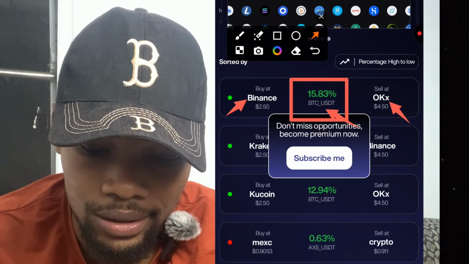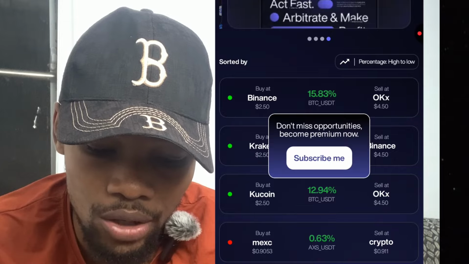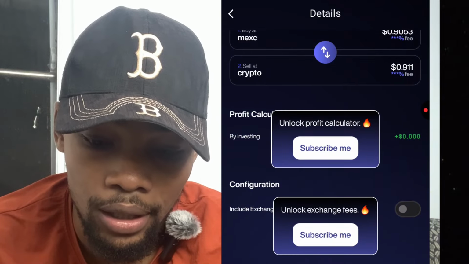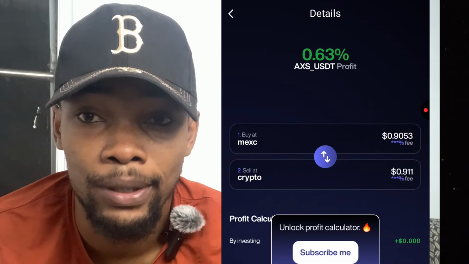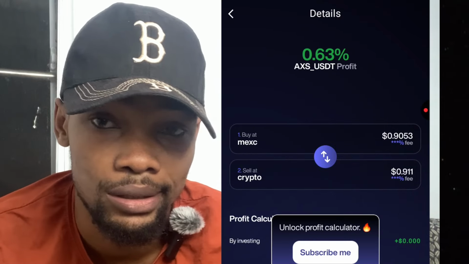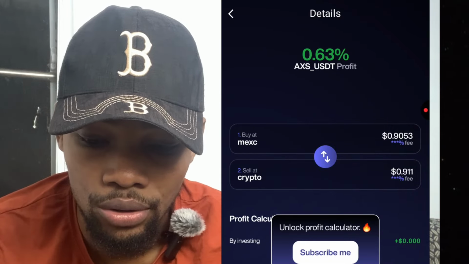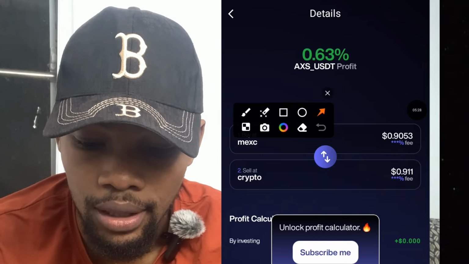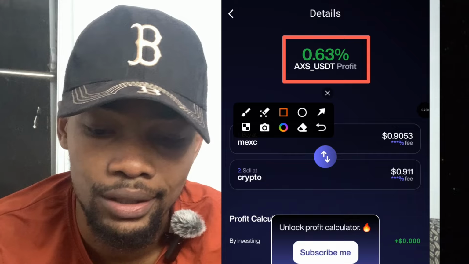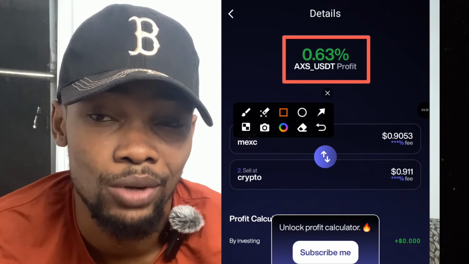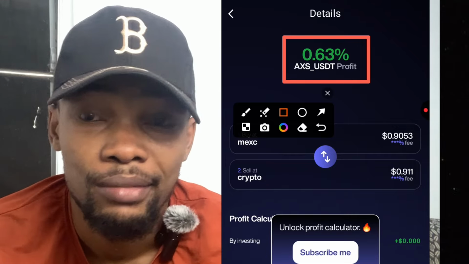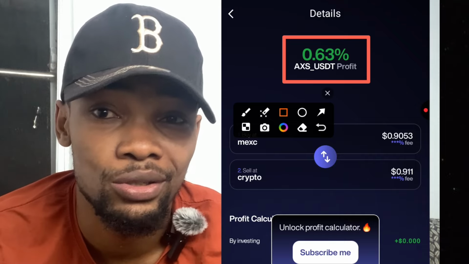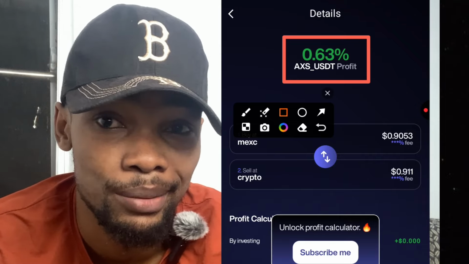Now, apart from that, you can even click on any particular opportunity or any particular signal to understand what it is, the details. Okay, so here you can see ASX USDT, and there's 0.63, which is not even advisable. Anything below 3% is actually a loss. So you don't have to even try it because it's actually going to return a big loss.